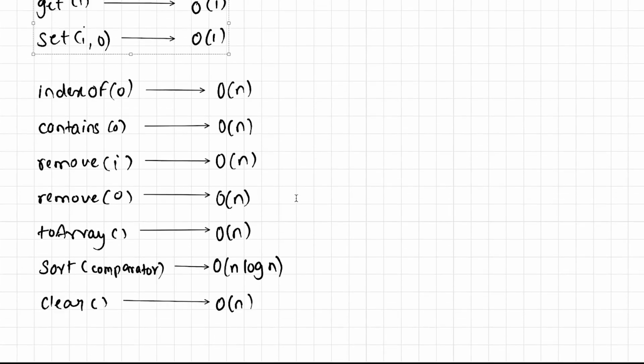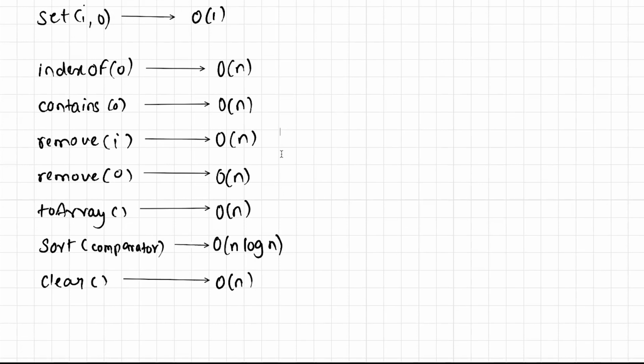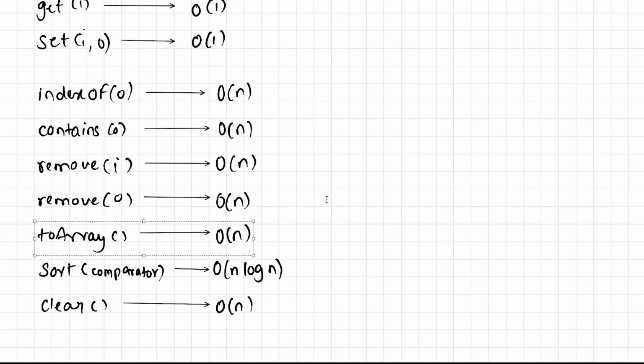So far so clear. The next method is the indexOf method. The indexOf method returns the index of a specific object. So to find the index of a specific object, it has to traverse all the elements of the array. That is why it takes big O(n) time to find the index of the object. Similarly, the contains method also has to traverse all the elements to find whether the element is present in the array list or not. Similarly, all the remove methods take big O(n) time complexity to find the element or remove the element. Now the next function is toArray. To convert all the elements into an array, obviously it has to traverse the whole array, that is why the time complexity is big O(n).